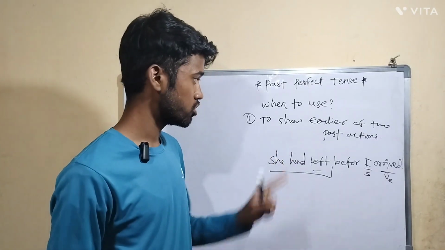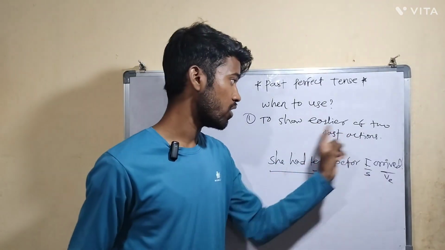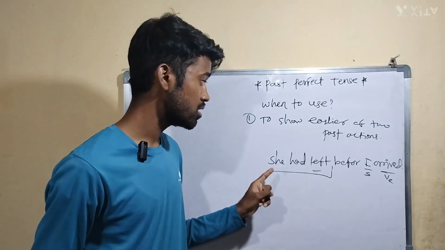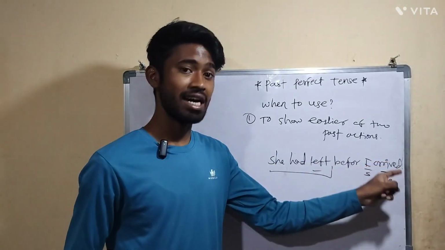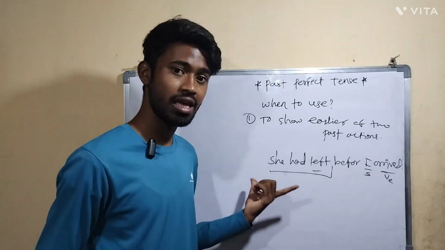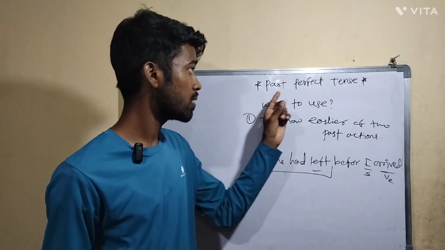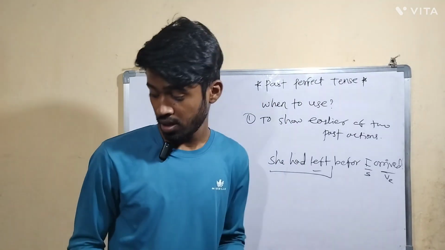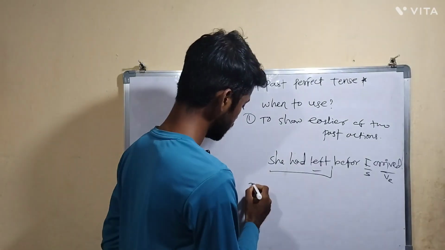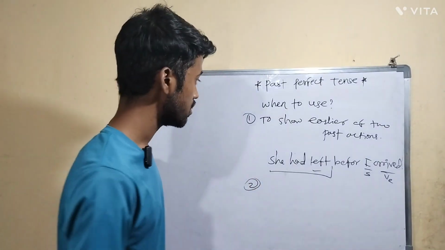Now in this first usage you understood, to show the earlier of two past actions. What is the example? She had left before I arrived. Here two actions are there. To tell which action happened first, we use past perfect tense. Okay, now let's see the second usage.